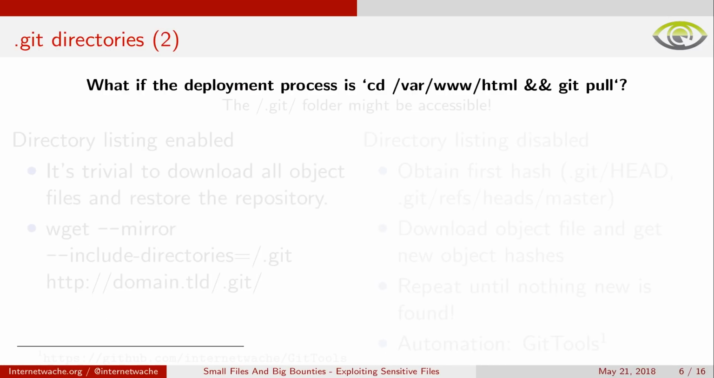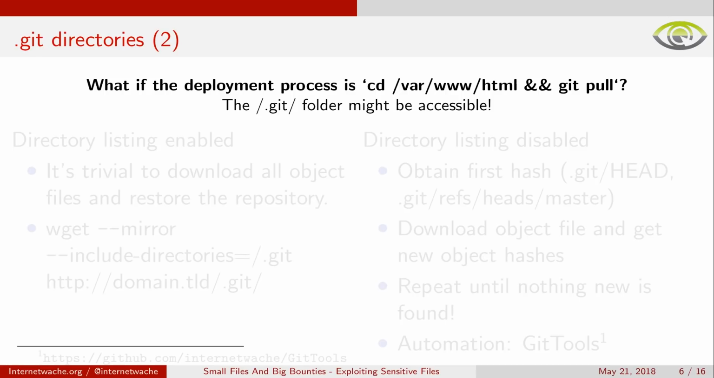So what happens if those directories, the Git directory, ends up on your web server? For example, when your deployment process is to change directory to /var/www/html, and then you just do a git pull to update your website source code. So there might be some people out there that do this, and yeah, so the Git folder will be exposed on the web server. And this is really bad.